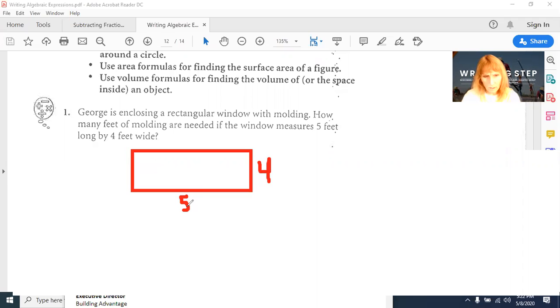So the opposite sides for rectangles are equal, so that will be 5, and the opposite side here will be 4. And then perimeter is just adding the outside lengths together. So 5 plus 4 is 9, and another 5 plus 4 is 9. So it's a total of, he will need 18 feet. Okay, that's an example with perimeter.